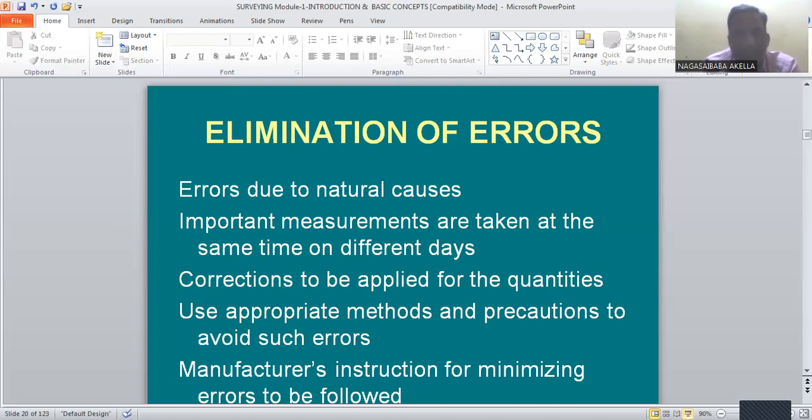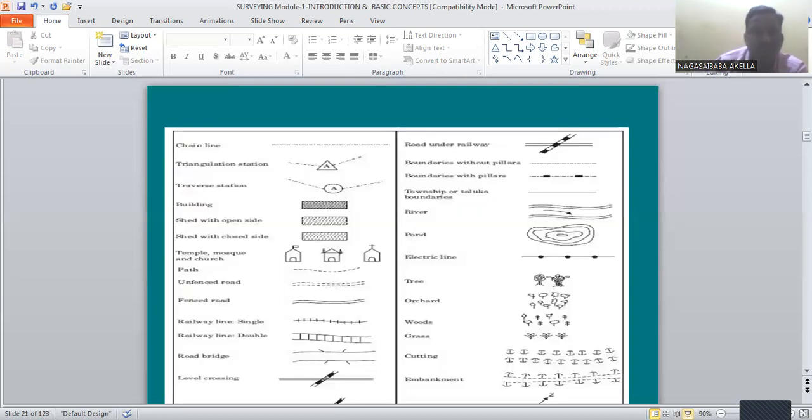Use appropriate methods and precautions to avoid such errors. So you have to use appropriate methods and precautions to avoid such type of natural errors. Manufacturer instructions you have to follow for minimizing errors. You have to follow the manufacturer's instructions to minimize the errors.